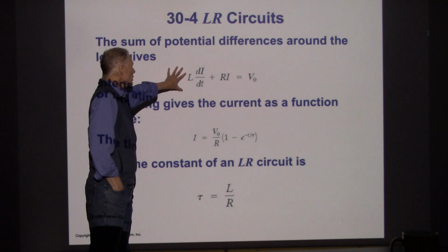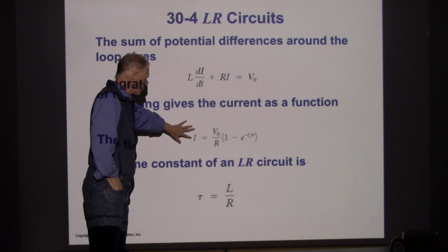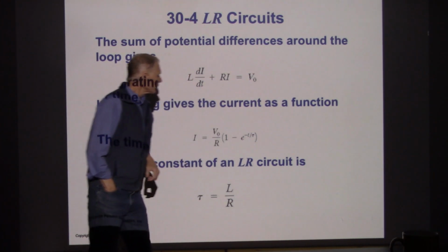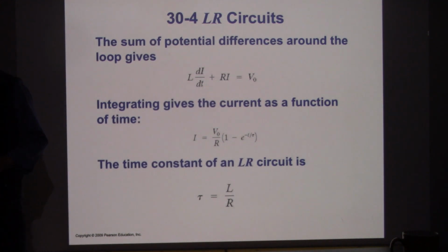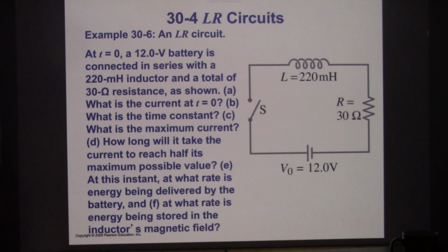So here's what the differential equation looks like. You don't have to solve that. This is what the solution looks like. So again, it's our friend, 1 minus e to the minus t over a time constant. The only difference here is that the time constant now is L over R. It's determined by how much inductance and how much resistance we have in the circuit.